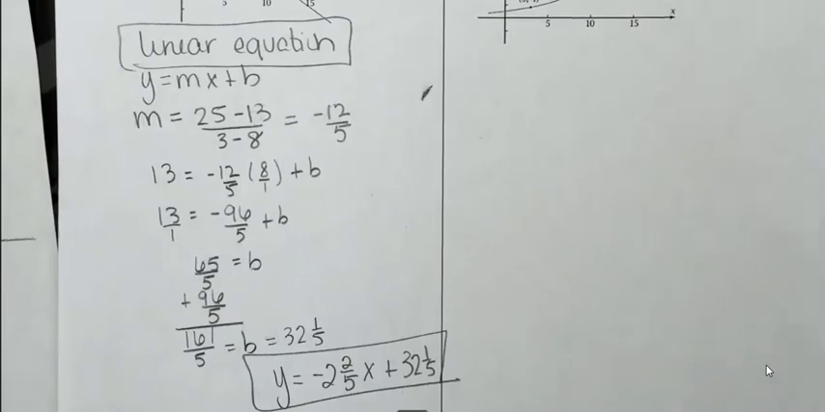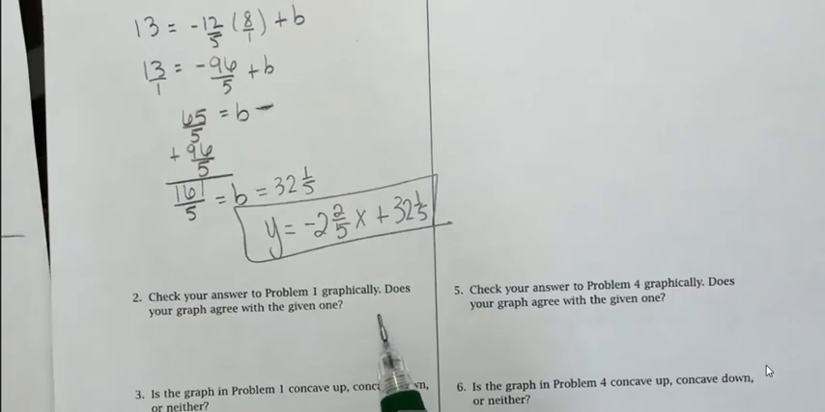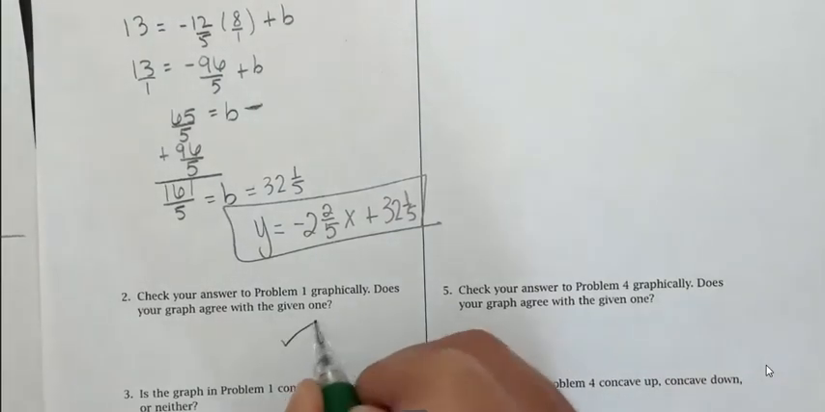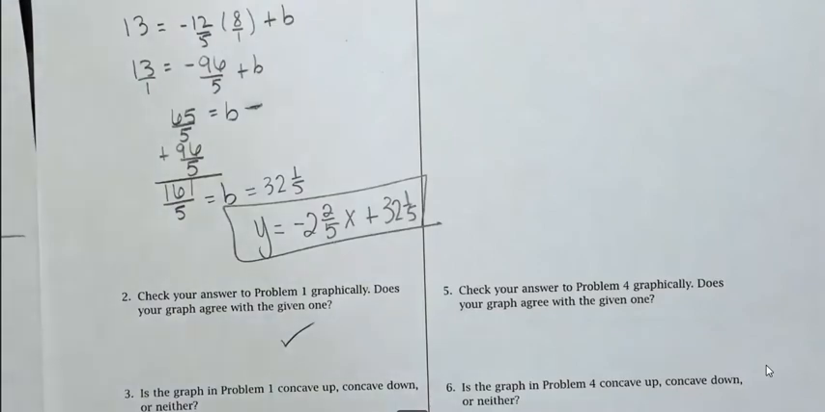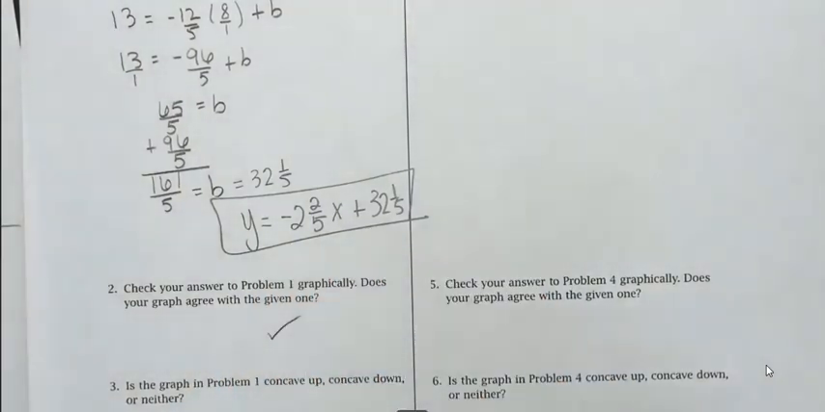Well, that's what problem 2 asks you to do. Check your answer to problem 1 graphically. So actually use your grapher, your graphing calculator. Does your graph agree with the given one? And it does. I'm not going to waste your time by getting onto my graphing calculator to double check. You all know how to use your graphing calculator. When it does, then you just say, yeah, checks. Great way on a test to know whether or not you've got the right equation. If you're allowed to use your calculator, great. Take that equation, plug it in.